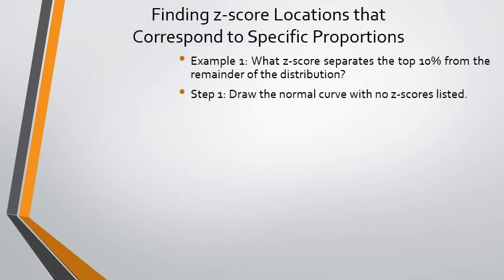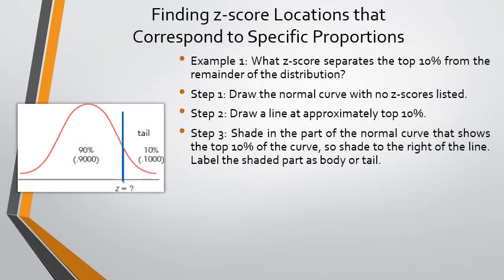So because we don't know z-scores, you're going to draw a normal curve with no z-scores listed. The only z-score I would list would be 0 in the middle. You're going to draw a line at approximately the top 10%. So the way you do this is because it says top 10%, you put your pencil on the far right of the curve and you go to the left about 10% where you guess, and then you draw a line. If the problem had told you the bottom percentage, you would start with your pencil on the left side and draw from the bottom up.